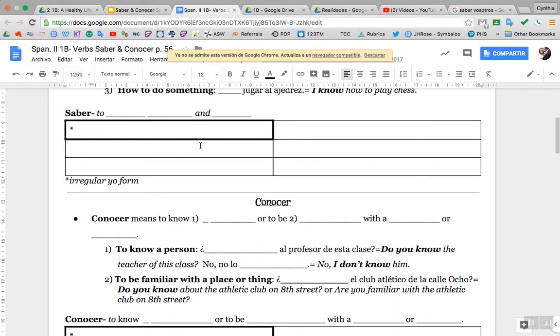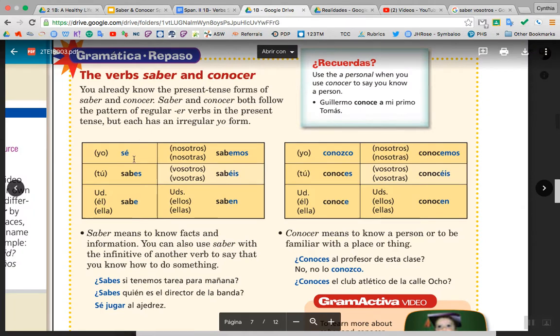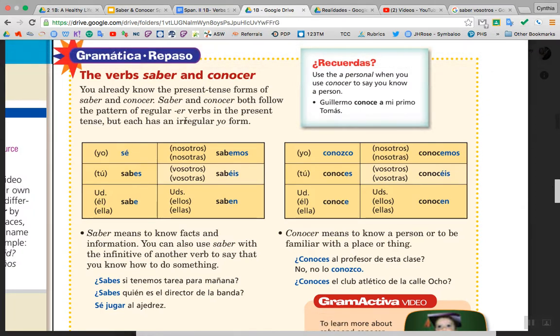Make sure you take note of the fact that the yo form is irregular. When you look at the conjugations, sé does not follow the typical ER verb ending. However, the rest of these do, okay? The rest of these do.